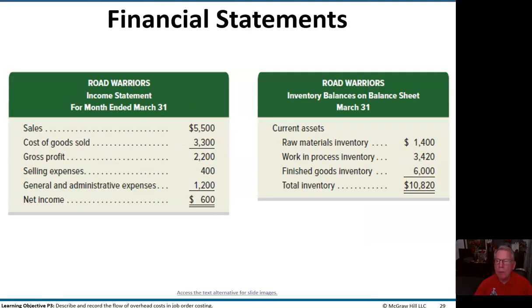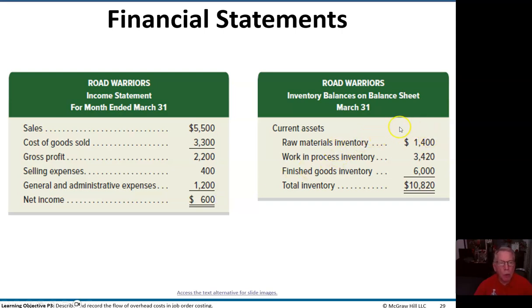Okay, so now here is the Road Warriors income statement. They've got our sales here, the $5,500, the one car that they did sell, the cost of goods sold, and the gross profit, and our period expenses, selling expenses, and general and administrative expenses, and our net income of $600.